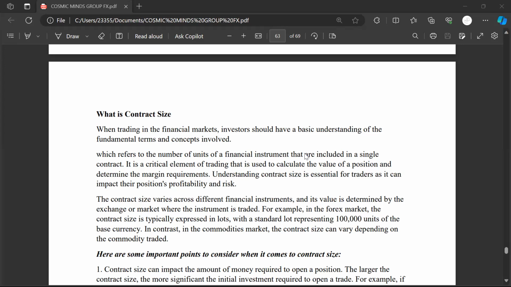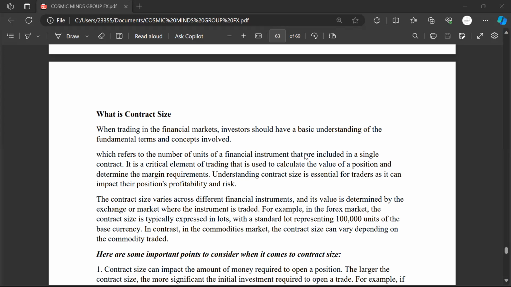So let's read and see if we can get some clear differences between this. When trading in the financial markets, investors should have a basic understanding of the fundamental terms and concepts involved, right? Now, contract size, that's what we are talking about. Contract size refers to the number of units. So you understand? The units in a lot size is termed as the contract size. I hope you understand. It's as simple as that.